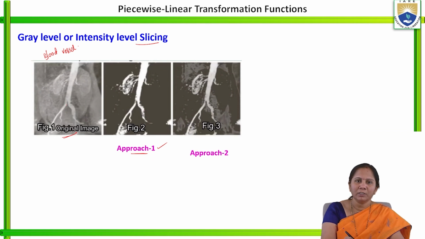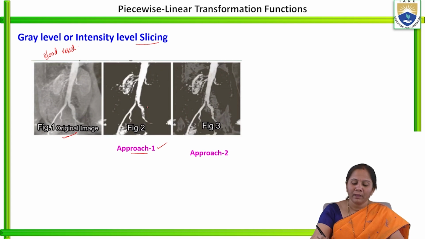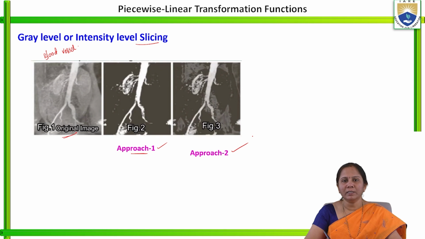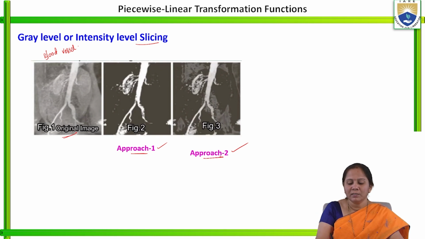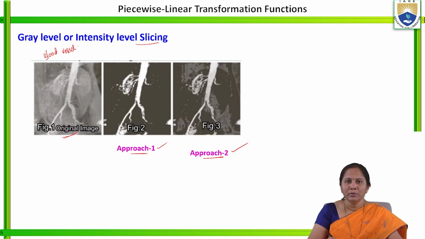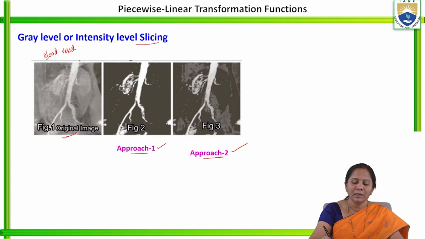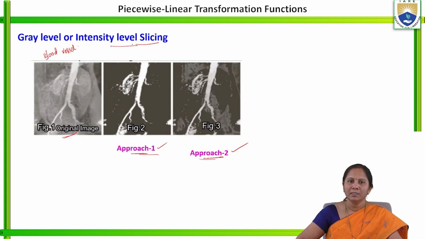In this case, this is the blood vessel. Here only that particular blood vessel is being highlighted, whereas the remaining areas are totally compressed. But here, if you see figure 3, this is by following approach 2. Approach 2 means, along with the highlighted value, the background also will be preserved. So along with this blood vessel, the background is also preserved. So these are the example images for intensity level slicing.